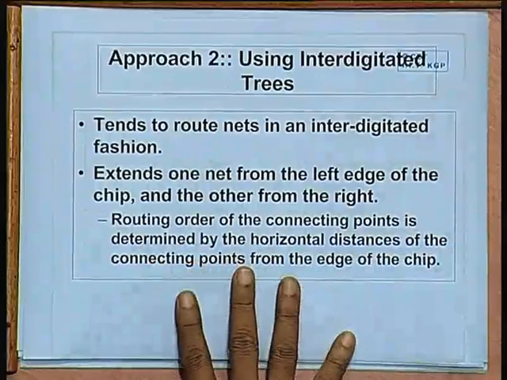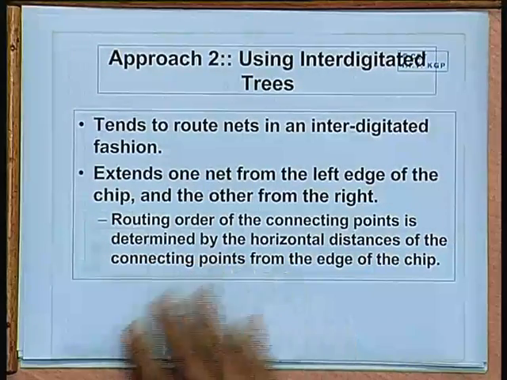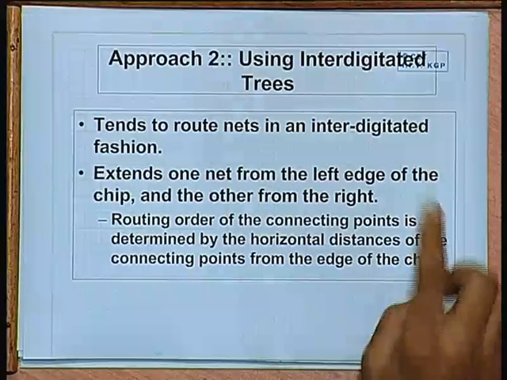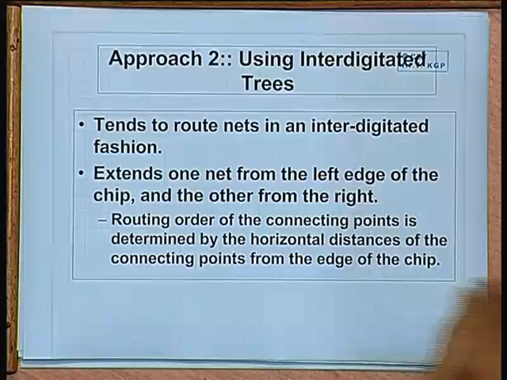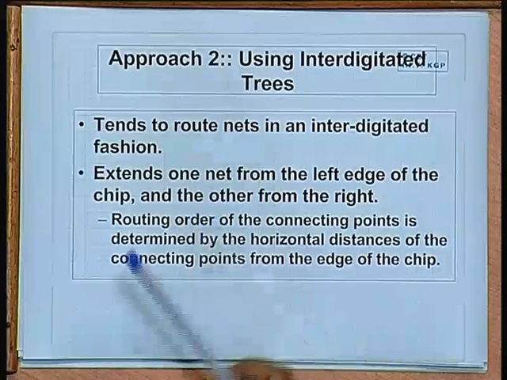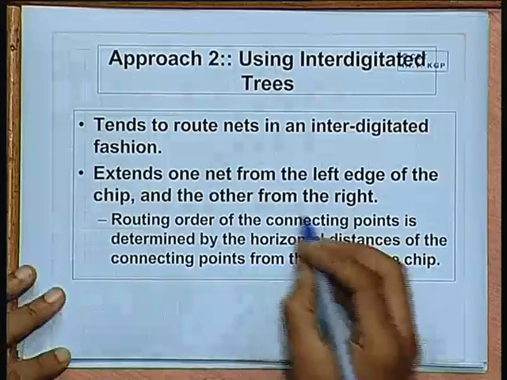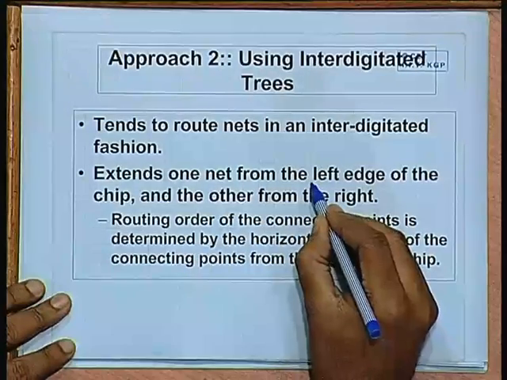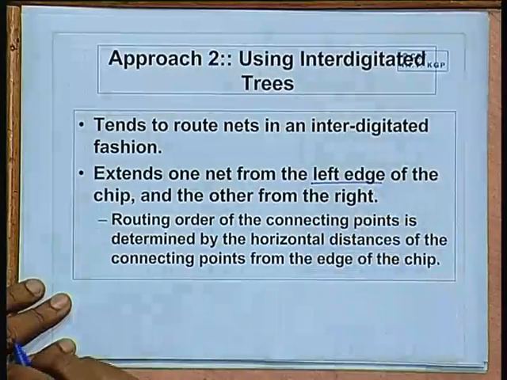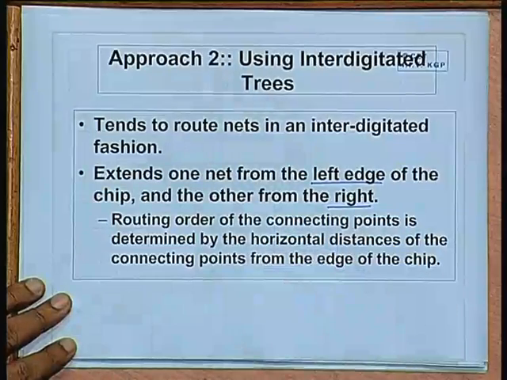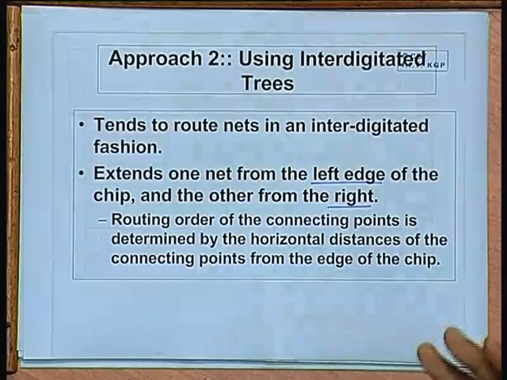And the second approach that we talk about, this is a more general approach where the clock and ground net may be required to be routed to arbitrary locations. This is called interdigitated trees. So, the idea is that for the VDD net and the ground net, say the VDD net you start routing from the left edge of the chip and the ground net you start from the right edge, and you start routing them.